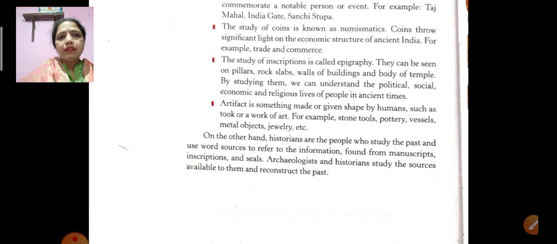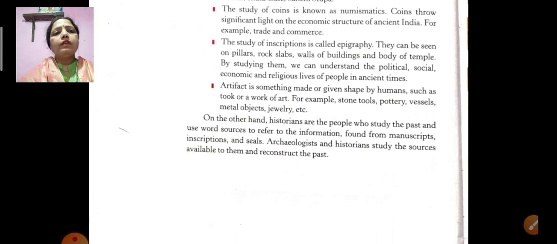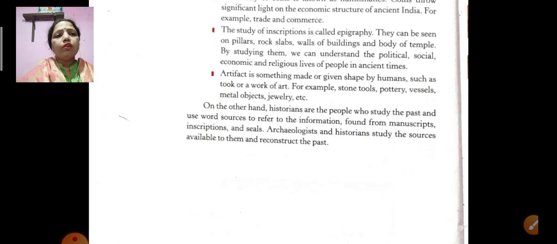Inscriptions can be seen on pillars, rocks, slabs, walls, buildings and the bodies of temples. An artifact is something made or given shape by humans, such as a tool or a work of art, for example stone tools, pottery, vessels, metal objects, jewelry, etc. On the other hand, historians are the people who study the past, and the word sources refers to the information found from manuscripts, inscriptions, and seals. Archaeologists and historians study the sources available to them and reconstruct the past.